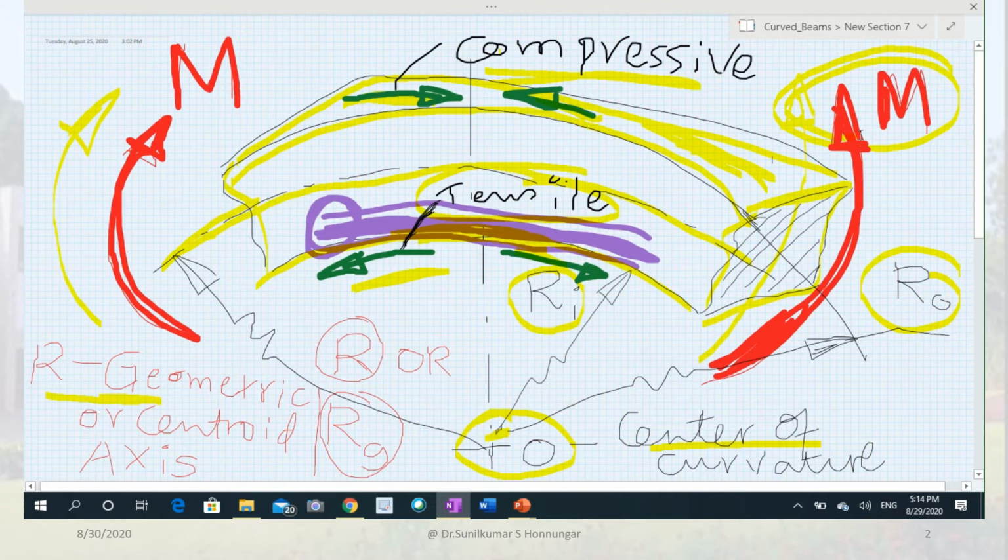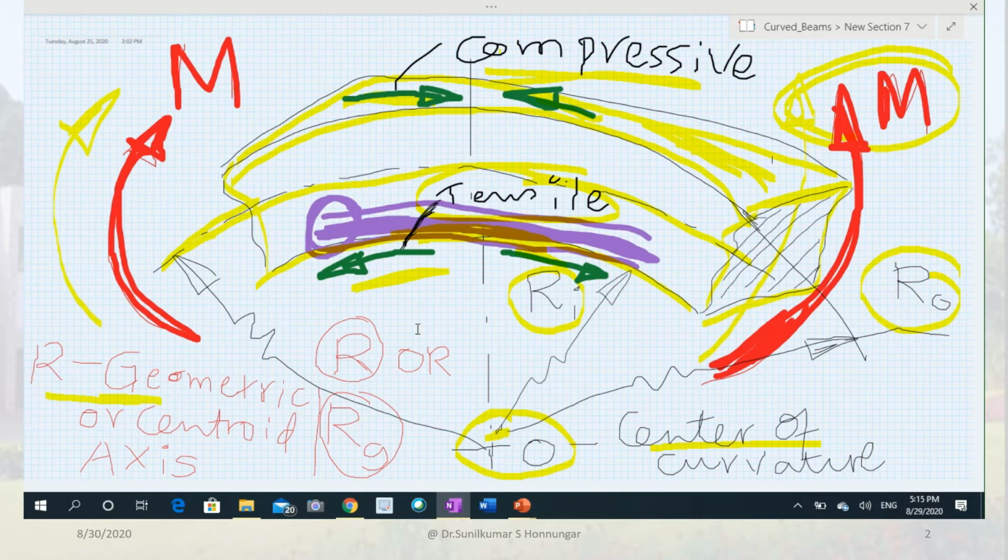One more thing you can notice is that because of this curvature effect, these particular fibers get piled up, and a stress concentration is going to occur at the inner fiber because of the curvature effect. The fibers are jammed, meaning packed up, more tightly bound, and because of that there is going to be stress concentration.